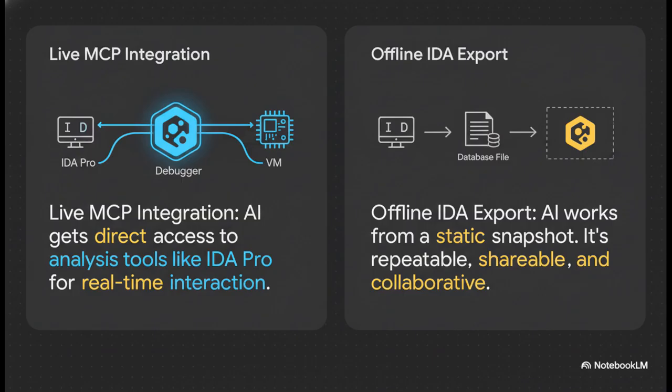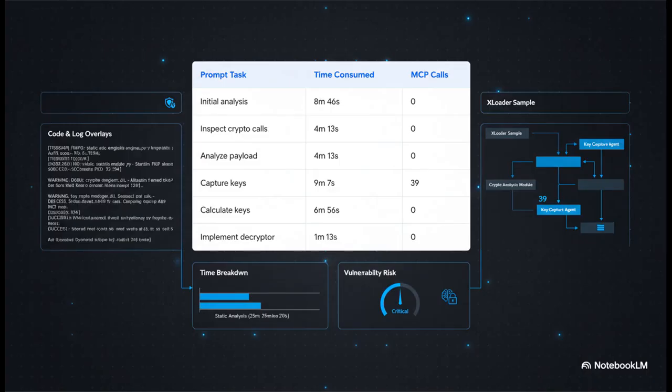The other way they did it was a completely offline pipeline. They just export the IDA database and the binary and dump it all into the ChatGPT environment. This let the AI do all its static analysis in this secure, self-contained bubble. No live connection needed, which of course makes the whole process repeatable and way easier to share. So, what was the payoff?